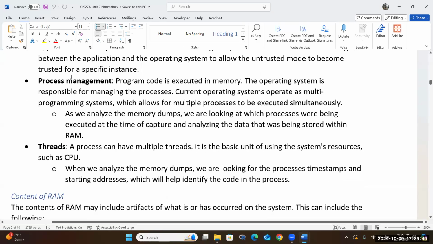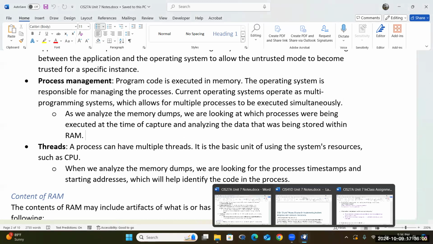And then it has process management, which allows us to end a process. But ultimately, memory dumps are going to store all of that information.